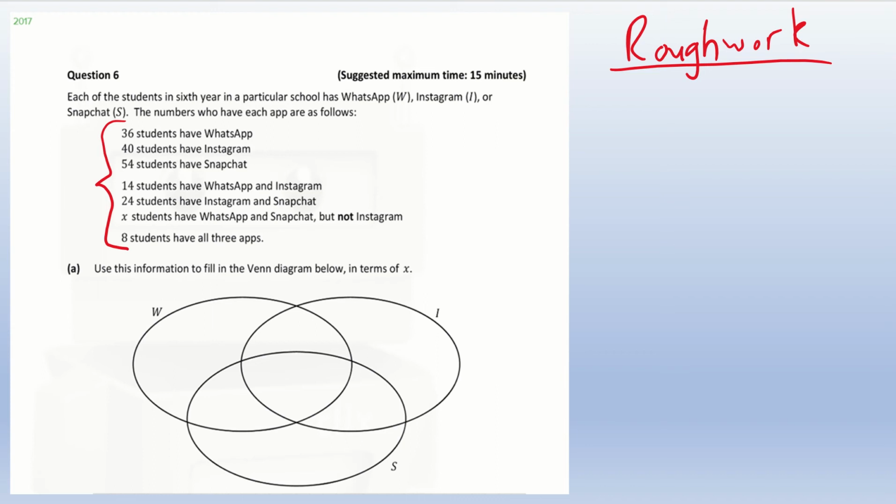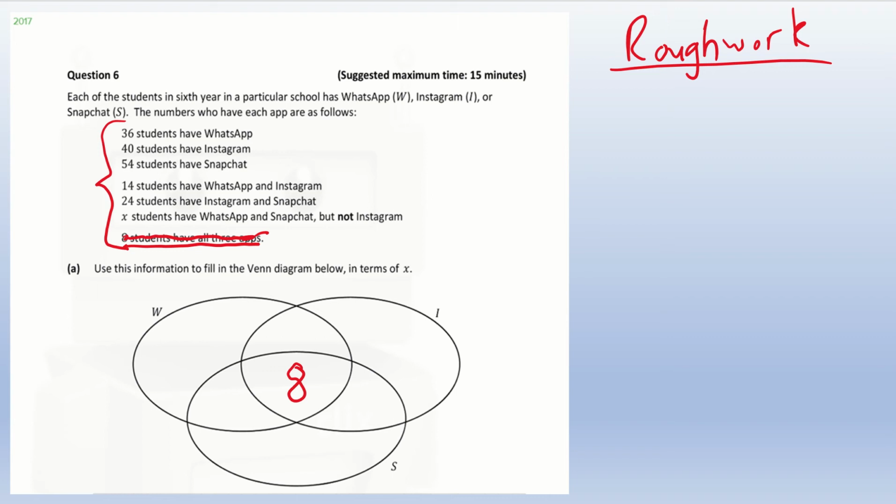So if we go down to the very, very bottom, we can see that 8 students have all three apps. So the first piece of information that we're going to put in is that 8 slap bang in the middle there. And you'll see in a minute or two why we start in the middle of a Venn diagram and work our way out. Seeing as we have that 8 there, that's the first piece of information that we've used. I'm going to put a line through here so that I don't get confused with it again. That bit there is done.